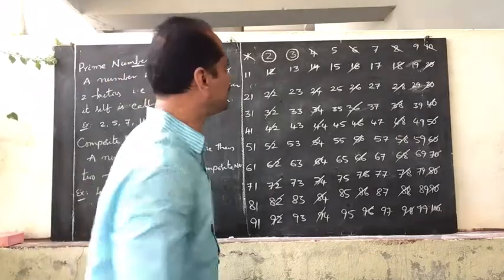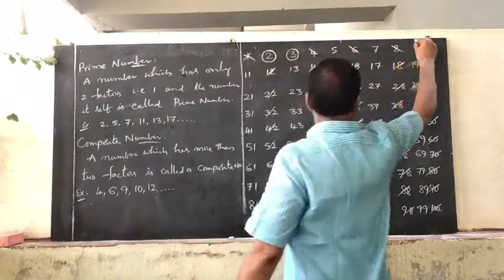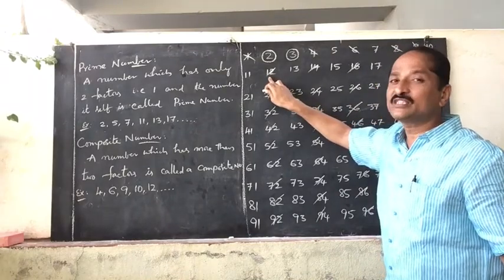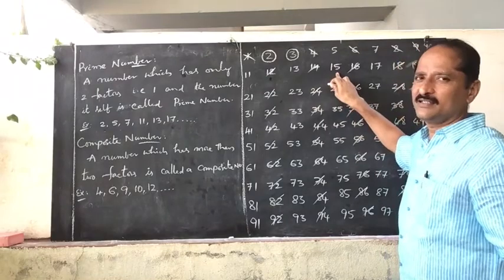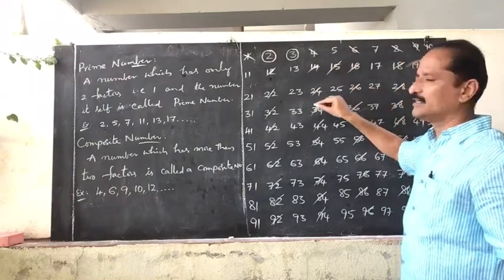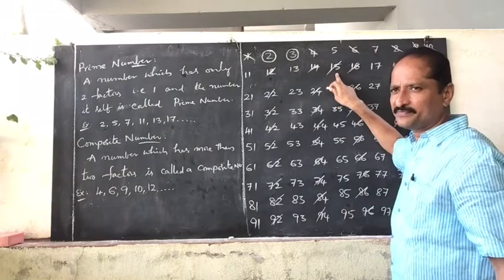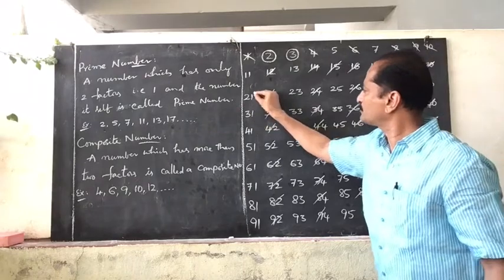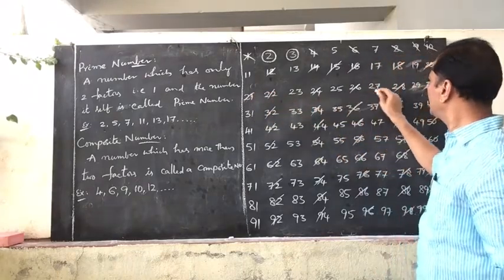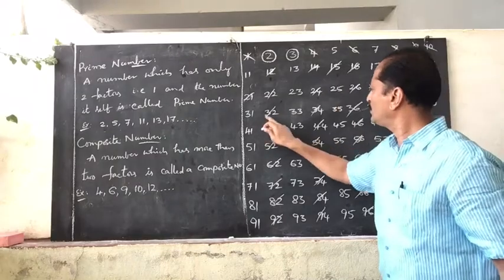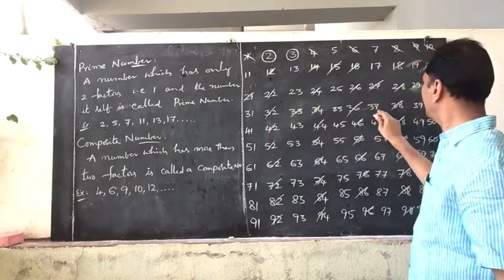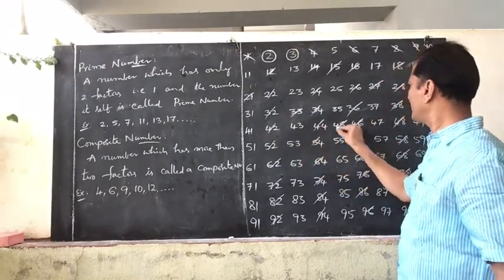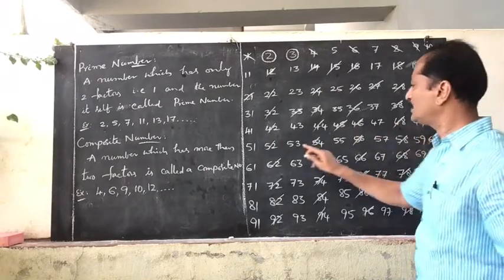So multiples of 3. 3 1 is 3, 3 2 is 6, 3 3 is 9. See here, 3 4 is 12, already struck out. That means 2 is also a factor. 3 5 is 15. Yes, 3 is a third factor of 15. Then again count 3: 21, 27, 30, 33, 36, 39, 42, 45, 48, 51.